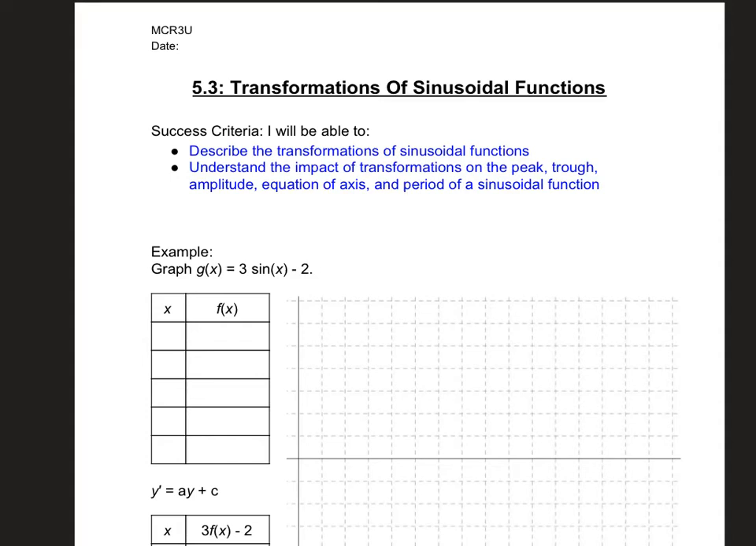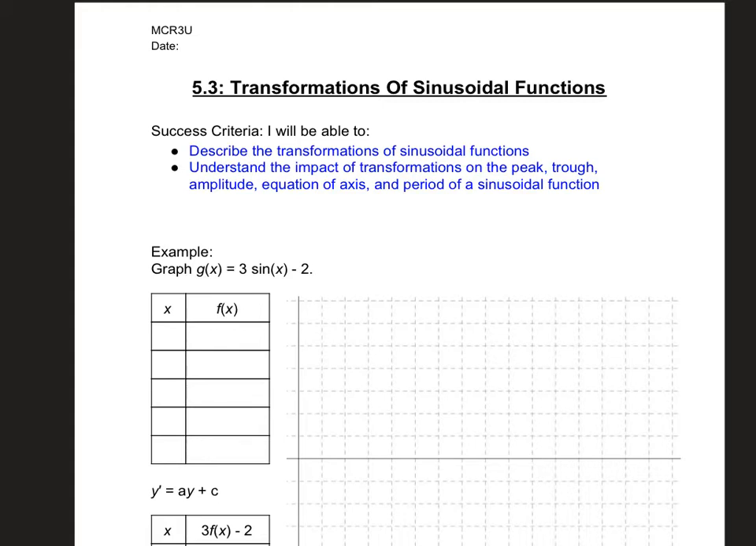So this is lesson 5.3 on the transformations of sinusoidal functions. Last unit, 5.2, we learned how to graph the sine and cosine functions, which is short term for both the sine and the cosine curves. Hopefully we'll have practice at drawing those smooth curves. And today we're going to look at some of the transformations that apply to that.